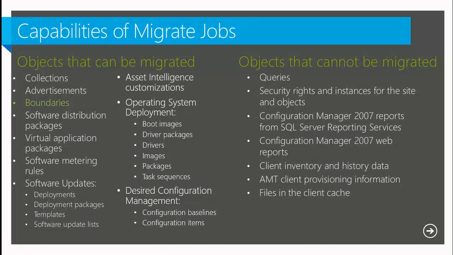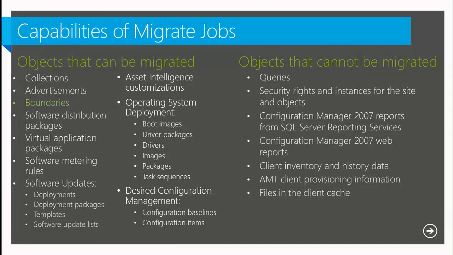What can be migrated using the migration jobs? Most of the objects in the SCCM 2007, like collections, advertisements, boundaries, software distribution, and all the listed objects on the left side. But please consider that on the right side, you will find the objects that cannot be migrated using the migration jobs.